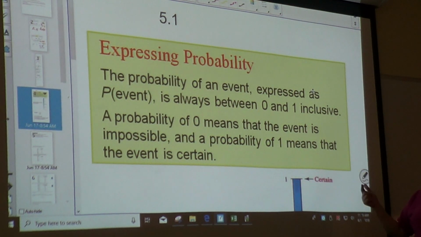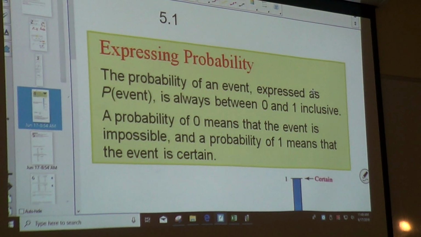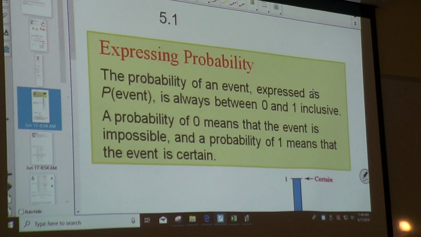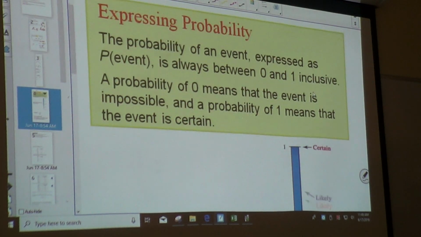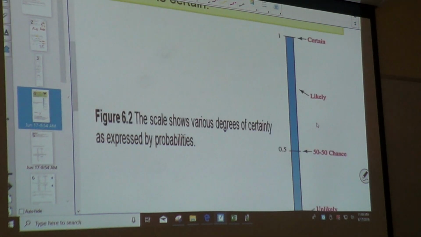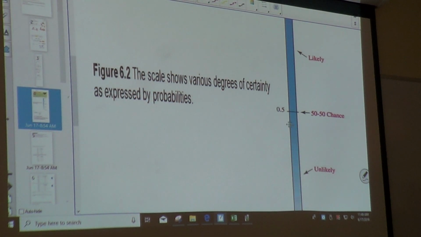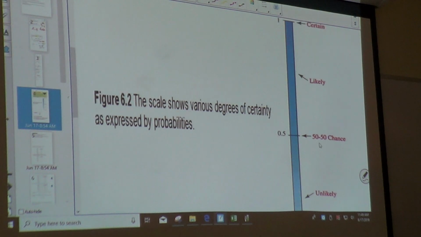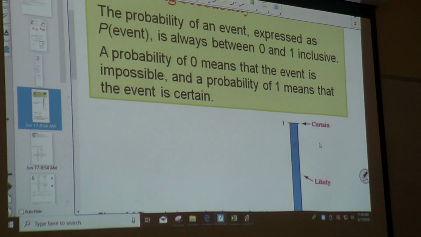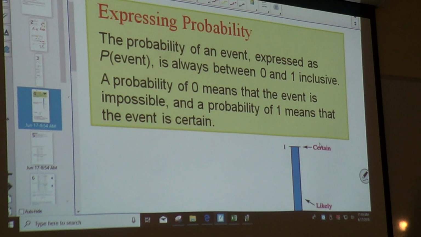So the probability of 0 means it's not going to happen. So the probability that it's going to snow in Florence today is 0. The probability that everybody came to stats class today is a 1. So the probability of a 1 means it's going to happen. So just to give you an idea, 0 means it's not going to happen. The closer you are to 0, the more unlikely it is to happen. A probability of 0.5 means it's a 50-50 chance. And the closer you are to 1, the more likely it is to happen.